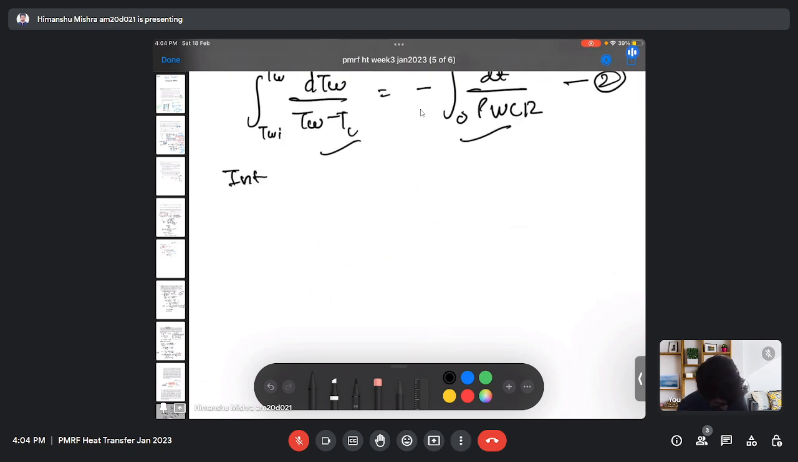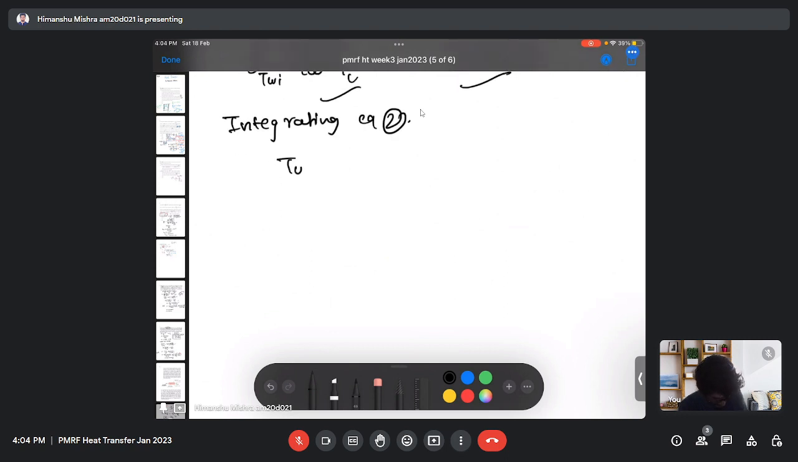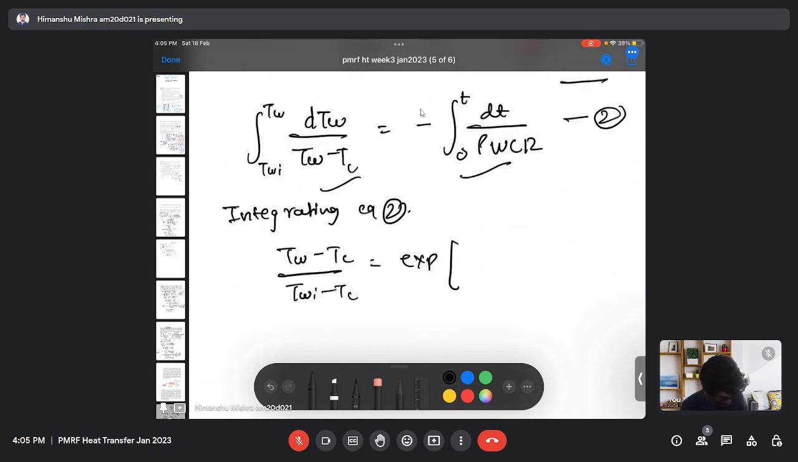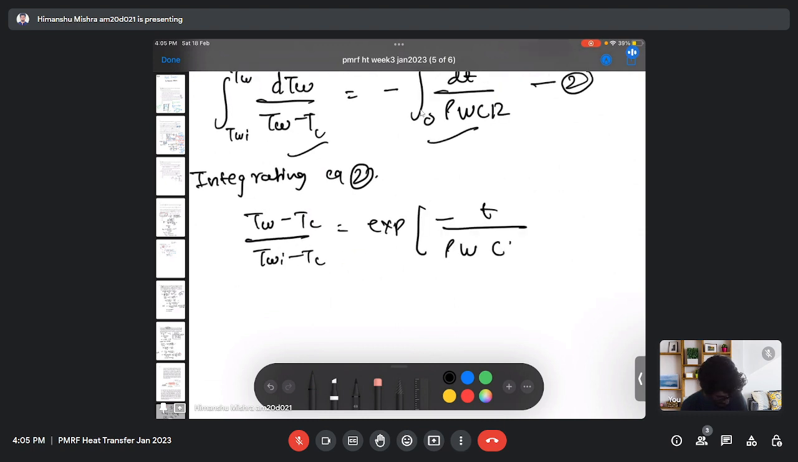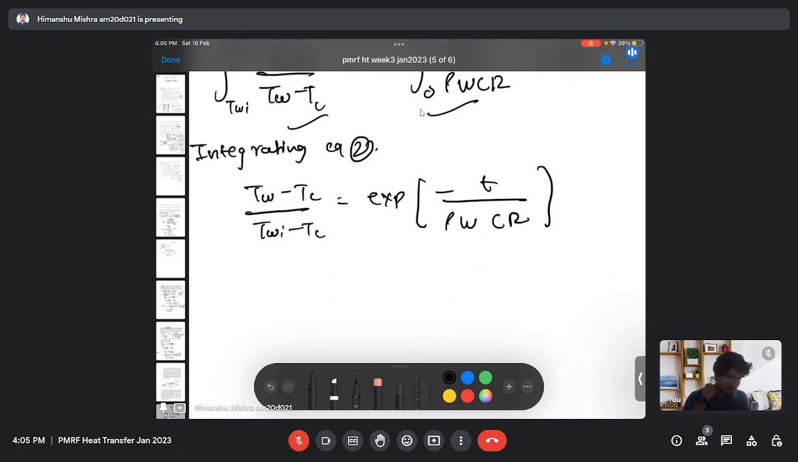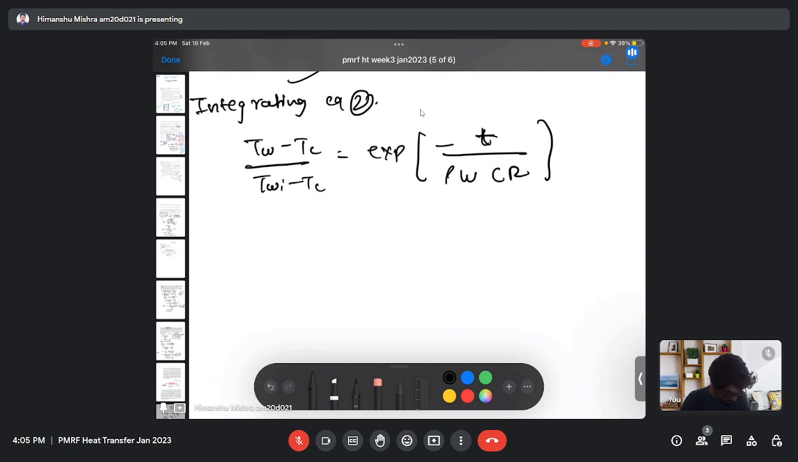Now integrating equation 2, we can directly write the solution after integration. So this will be minus t over R. This expression is very similar to the lumped heat transfer expression that we used in our previous problem. We have to find the resistance, so we can take the log.